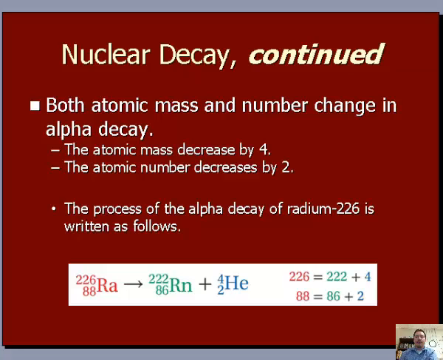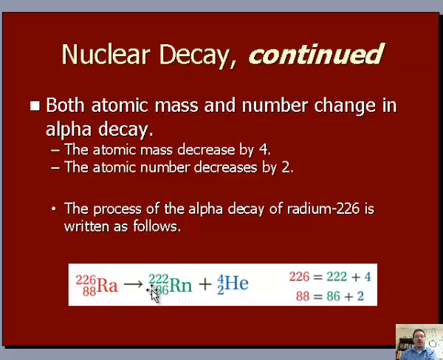Okay, both atomic mass and number change in alpha decay. Atomic mass decreases by 4, atomic number decreases by 2. So if we have radium-226, it's written as follows. Radium-226 has atomic number 88. If it's emitting an alpha particle, well, 226 minus 4 gives us 222. 88 minus 2 gives us 86.